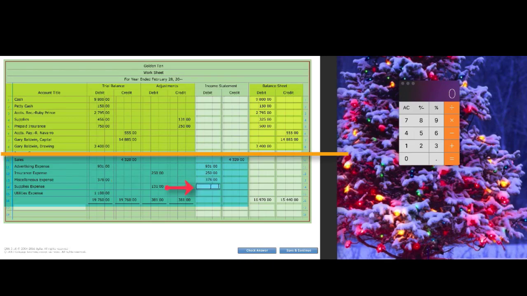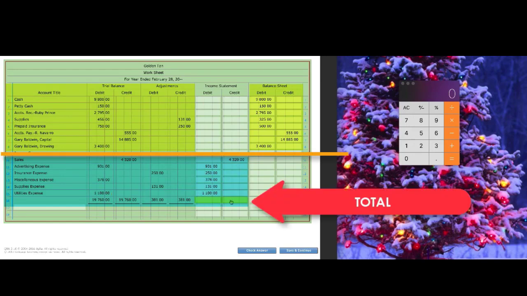Okay, I have a debit for supplies expense, so it needs to go into the debit account. And I have a debit for utilities, again, needs to go into the debit account. Now I'm going to total. This is my only number in credit, so I can just bring that down. Now I'm going to need to add up 931 plus 250 plus 378 plus 131 plus 1100, and I get 2790. Again, my debits do not equal my credits right now because I still need to figure out, do I have a net income or a net loss?